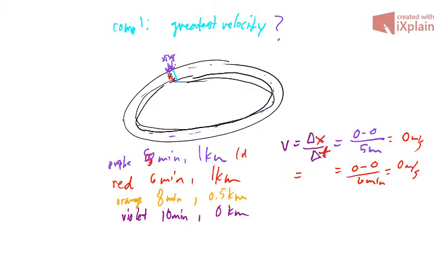So far with velocity, none of them have done anything. Purple and red, nothing. We'll skip orange for now, and we'll go straight to violet. Violet went 0 kilometers in 0 minutes, also because violet stayed at the starting line. So even though violet did not move at all, and the purple went the fastest around, the red was the second fastest, the violet has an equally fast velocity.